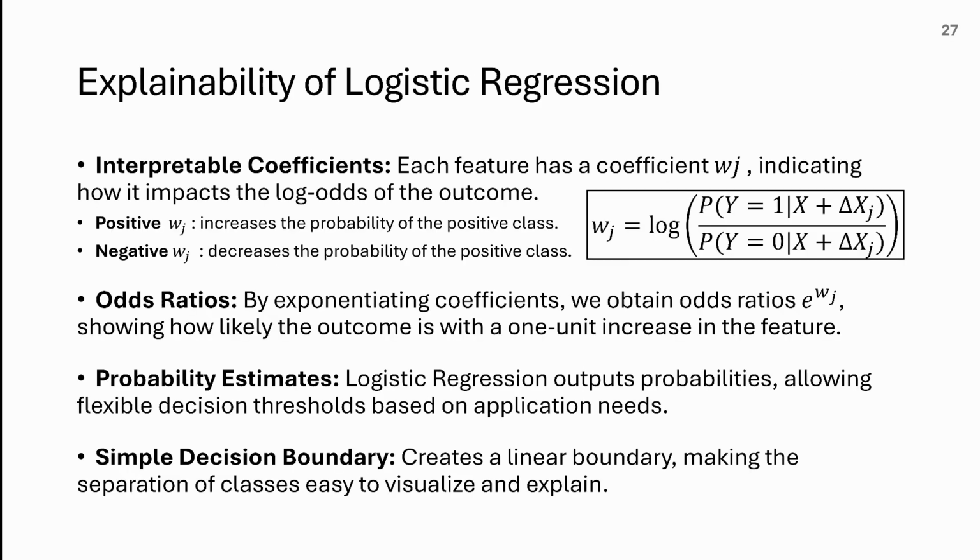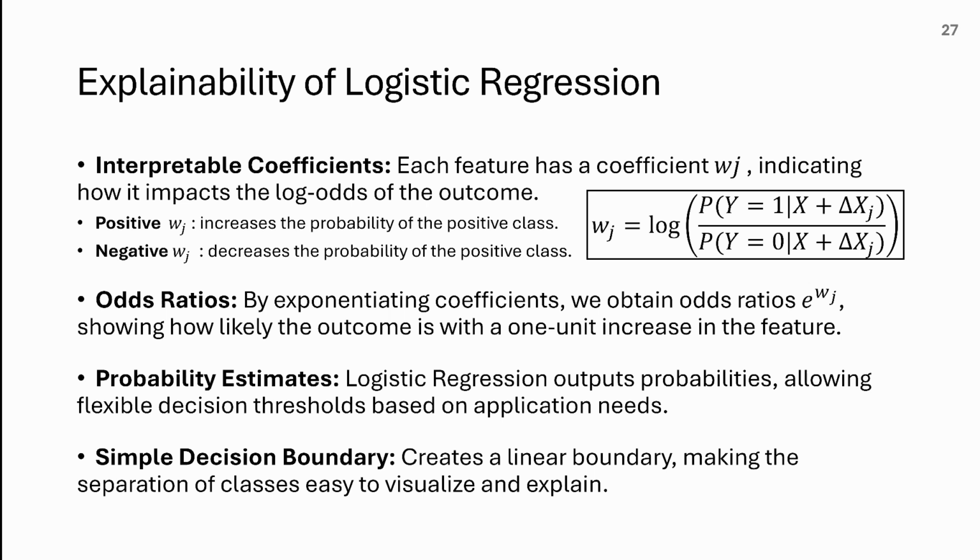Logistic regression is known for its interpretability, making it easy to understand how each feature affects the outcome. Interpretable coefficients: each feature has a coefficient, Wj, that indicates its impact on the log odds of the outcome. A positive coefficient increases the probability of the positive class, while a negative one decreases it.